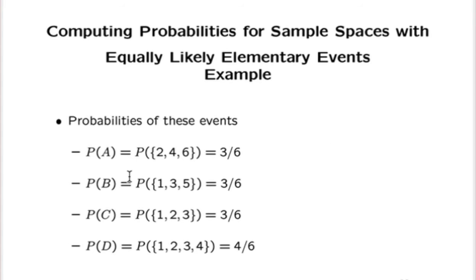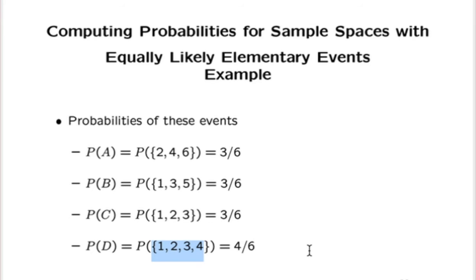Okay, but in this context, the probability of rolling an even number is equal to the number of ways that that can occur. There are 3 ways, so 3 over the number of elementary events in the sample space, which is 6. So the probability of A is 3/6. The probability of B, getting an odd number, is also 3/6. The probability of rolling a number strictly less than 4 is equal to 3/6 because there are 3 ways that can happen. And the probability that we roll a number less than or equal to 4 is equal to 4/6 because there are 4 ways that that can happen.